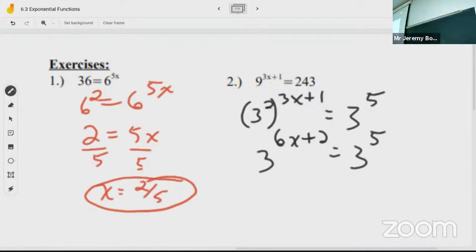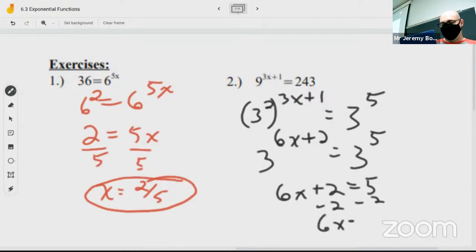Now we have a single base on each side. They're the same base. We can set their exponents equal to each other now. We can say 6x plus 2 has to equal 5 for that to be true. And we'll subtract 2. We'll get 6x equal to 3, divided by 6, and x is going to equal 1/2.